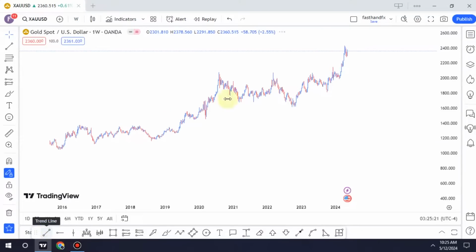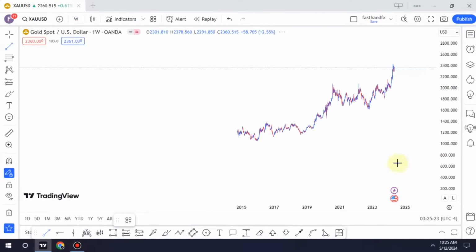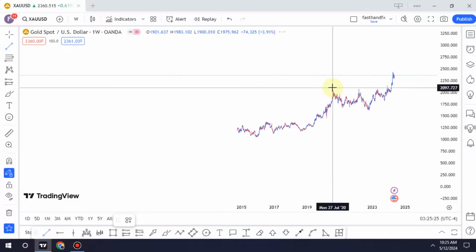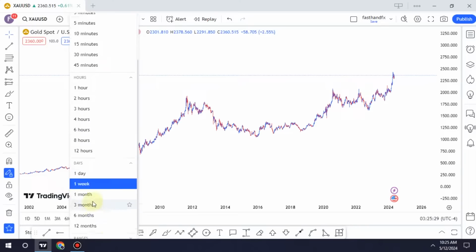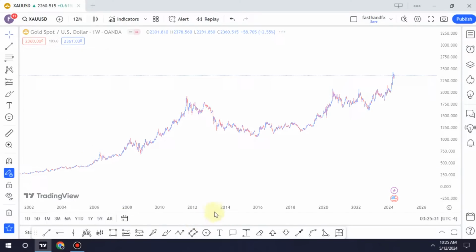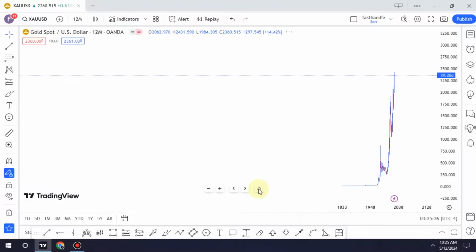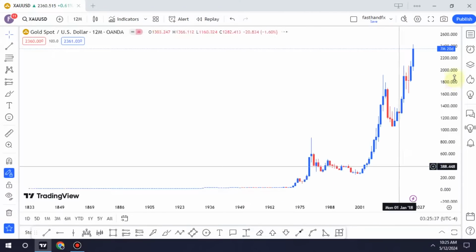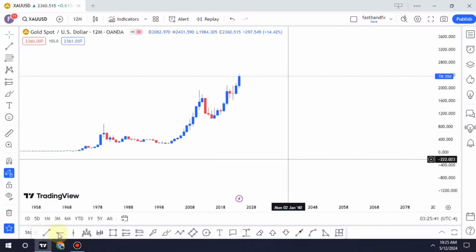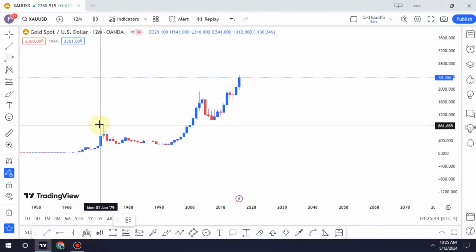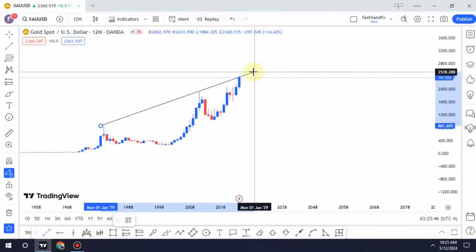So, this is it. From the weekly perspective, of course, we see... But before that, guys, I saw something different on gold. When I go to the 12-month time frame, gold is at the third touch. So let me show you something. Right over here, 1, 2, 3.